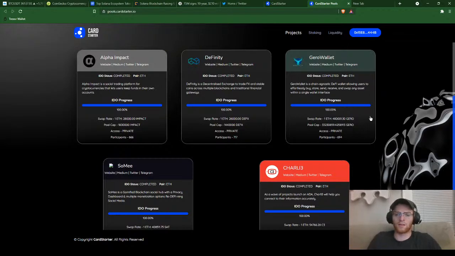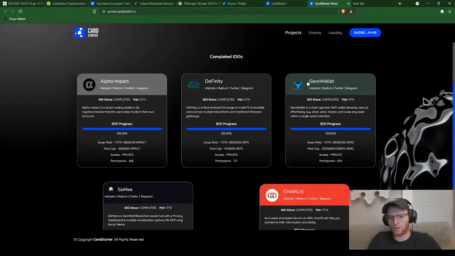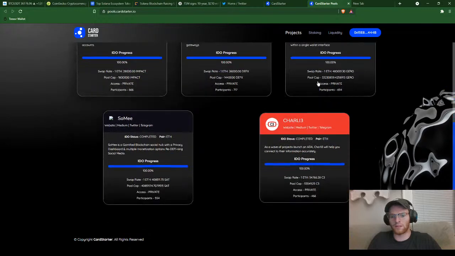So you're getting in on the ground level with these IDOs, and I believe it gives you tokens in the form of token vouchers. Like if I bought some cards, I would get tokens in the form of a token voucher from Jero Wallet, and then I would need Ethereum, and then I could do a liquidity pool. It would give me LP tokens, I guess, and then I would take the LP tokens and stake them on this site, it looks like.